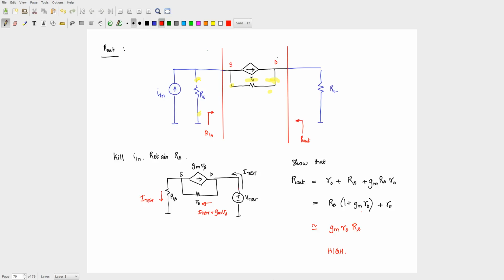Because everything was done with GM being infinity, no? So GM is large. So this GM R0 and R0 also is going to be large. So obviously GM times R0 will be large, right? So you can neglect 1 with respect to that.